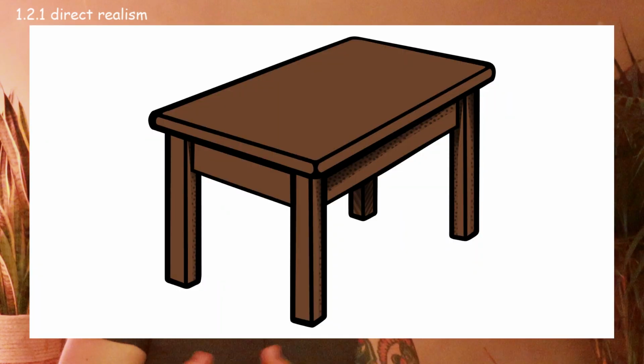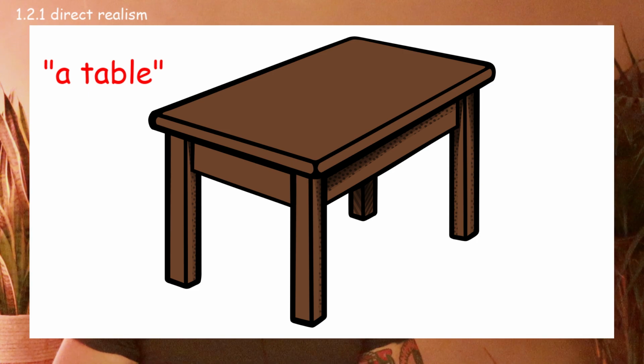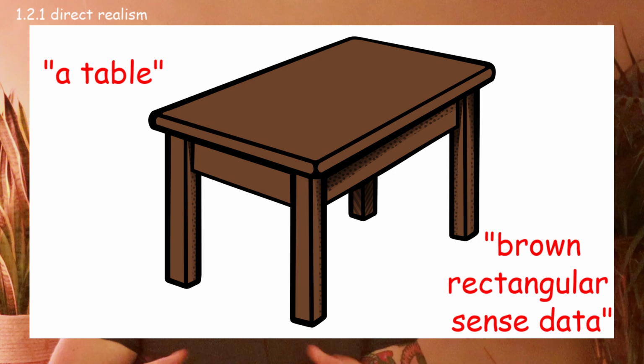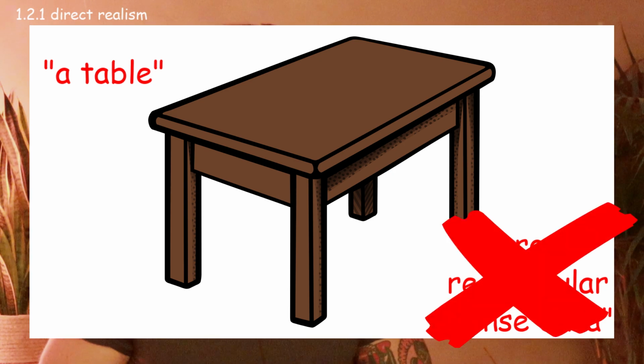On the face of it, direct realism is kind of the obvious theory of perception. If I were to ask you, what are you looking at here? You'd presumably answer with something like a table, i.e. you'd describe the object itself. You wouldn't say something like brown rectangular sense data or the idea of a table. So direct realism is kind of the common sense theory of perception. The objects exist and it is these objects that we perceive.